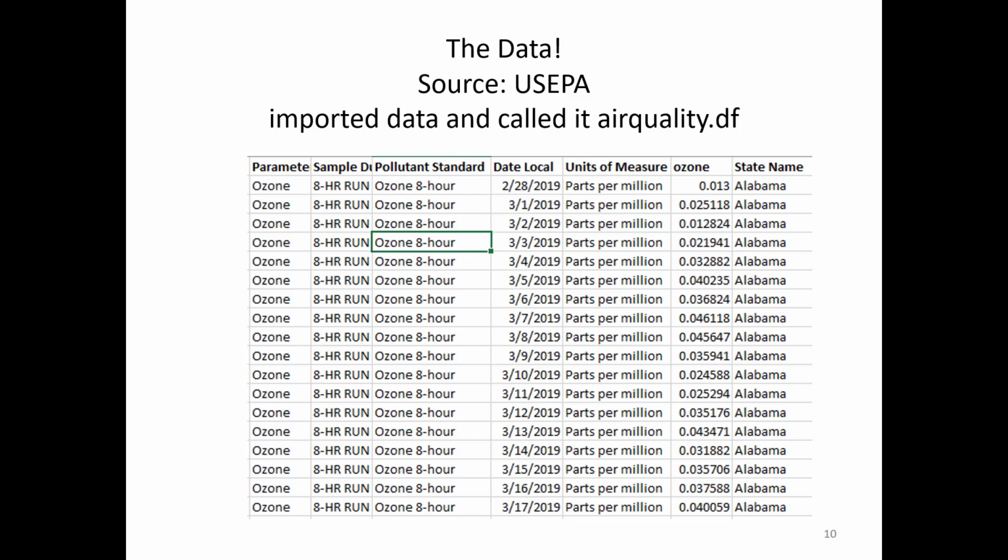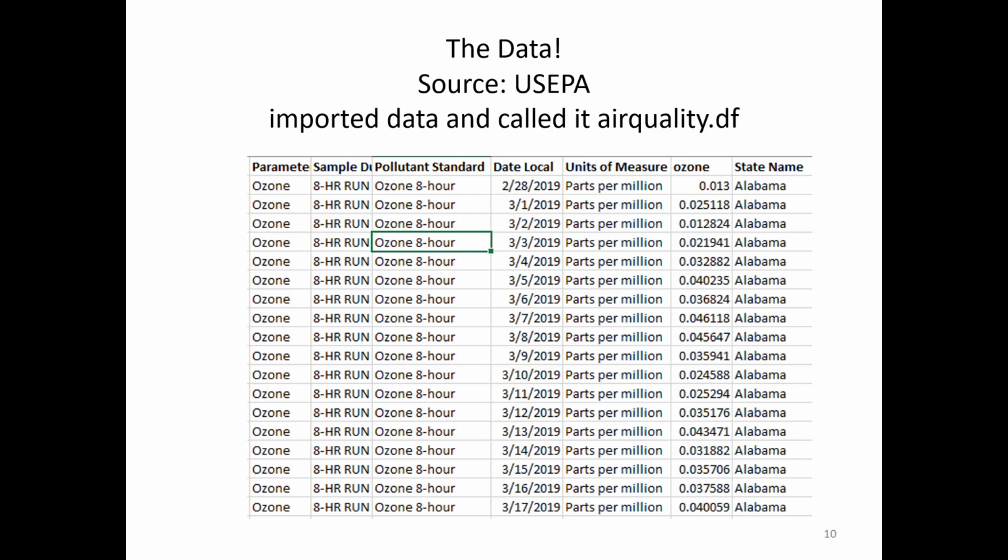And here's our data. I sourced it from the USEPA and imported the data and called it airquality.df, just short for data frame. For those of you that are using R, I will introduce a little bit of R in the video, but then we'll make the data and the code available. So here is the data frame, or the data set.